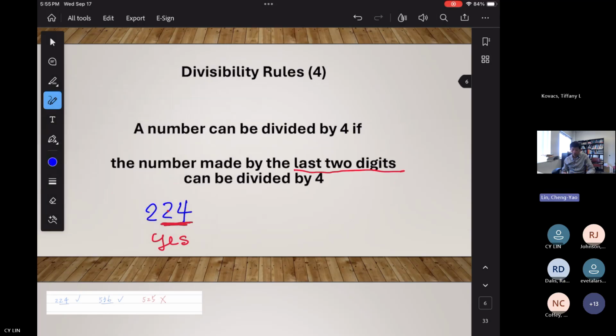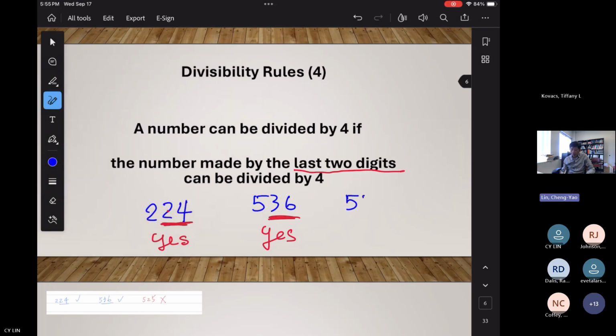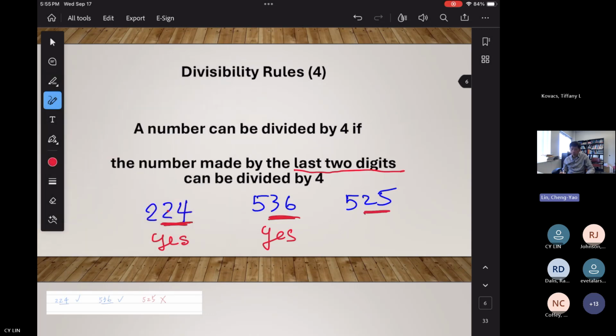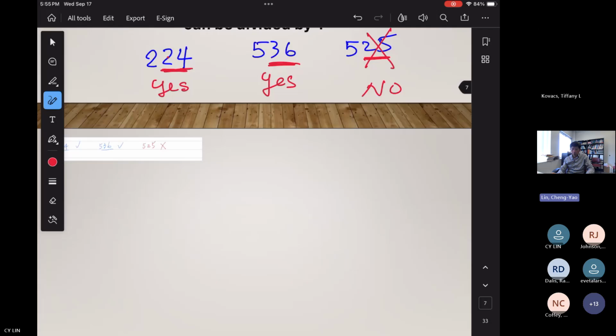How about 536? Yes or no? Yes, 36 is a yes, right? How about 525? No, because the last 2 digits, 25, are not divisible by 4. So no for this, right? So that's the rule for 4.